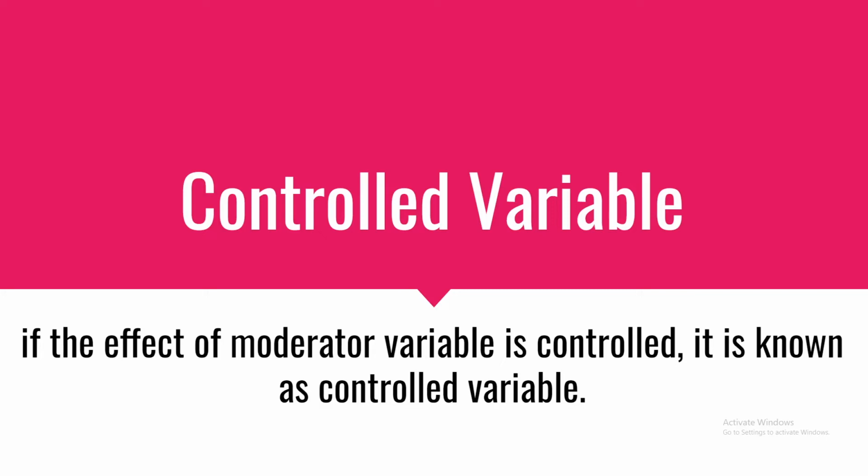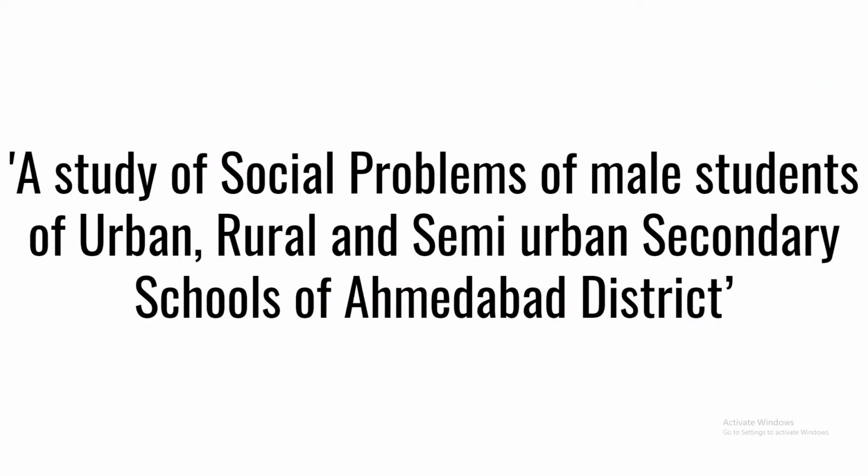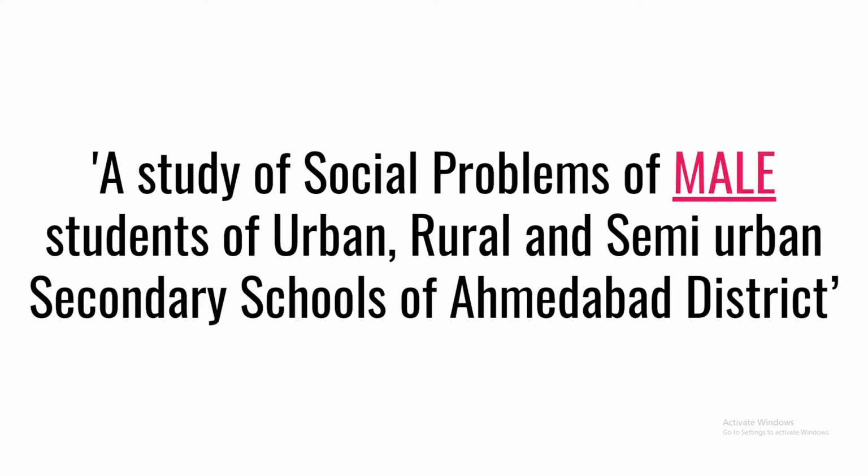In our previous example, the study of social problems, we have taken the variable area as the independent variable, like urban, rural and semi-urban, and social problem as the dependent variable. If the researcher defines the problem as a study of social problems of male students of urban, rural and semi-urban secondary schools of Ahmedabad district, then the variable gender will become the controlling variable, because in this case he does not want to check the impact of gender on social problem, as he mentioned only male in the title.